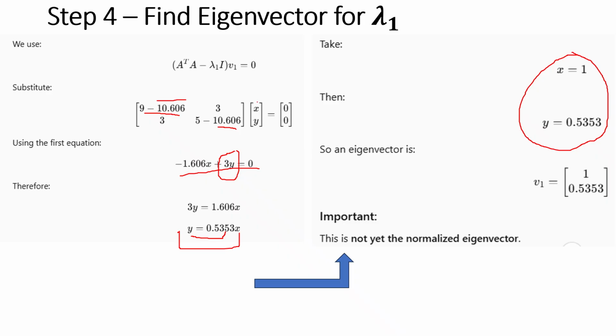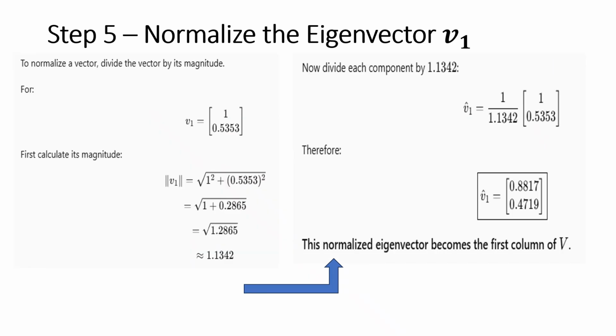According to the SVD algorithm, we need to normalize the eigenvector, or we have to make it into a unit vector. For that, what we have to do? We have to normalize the eigenvector.